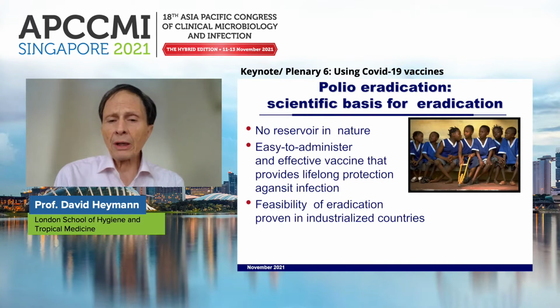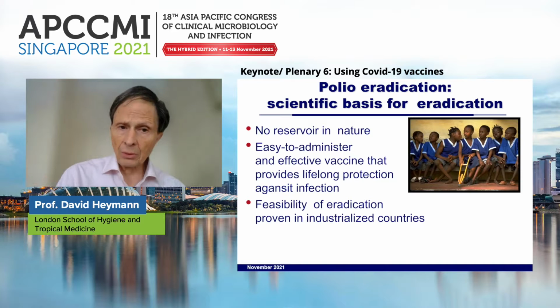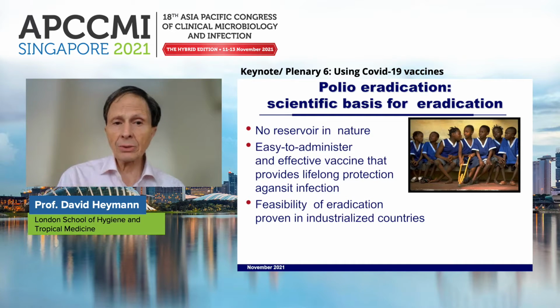Now, polio vaccination is also an effective tool, and it does cause lifelong immunity. But polio eradication didn't begin until 1988. And again, there was no reservoir in nature, an easy to administer effective vaccine with lifelong protection, and the feasibility of eradication had already been proven in industrialized countries.